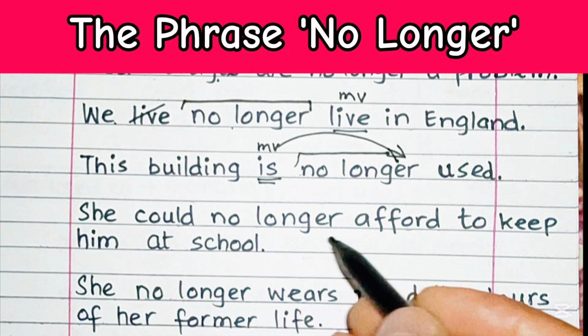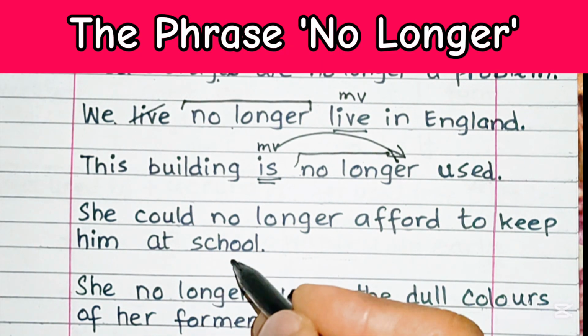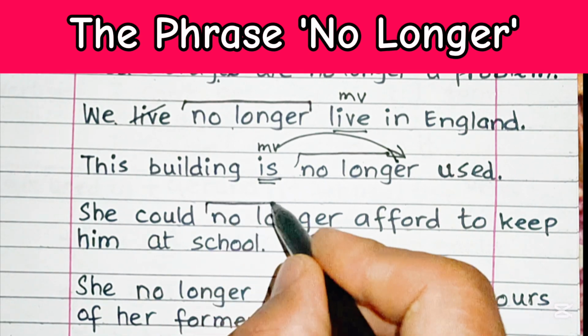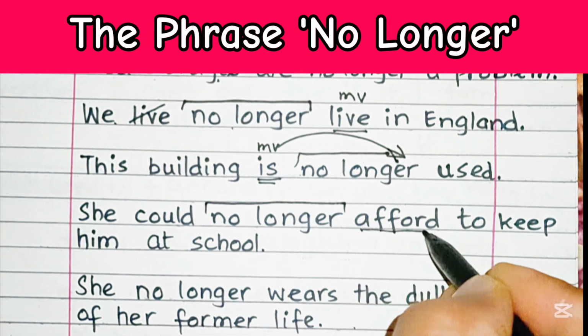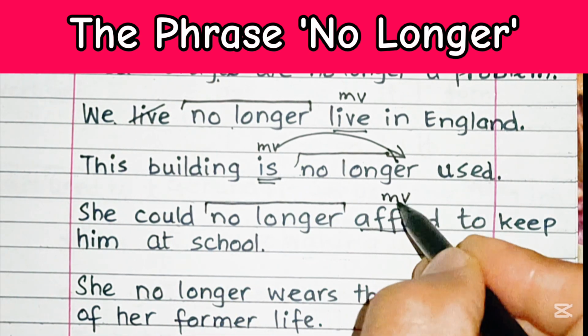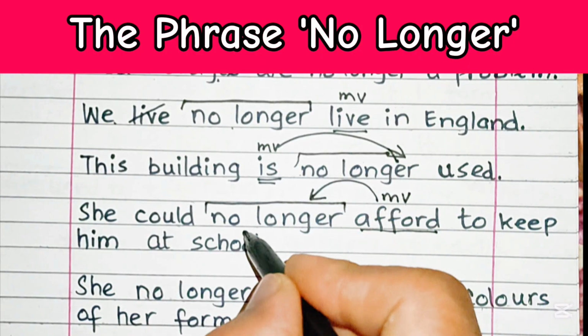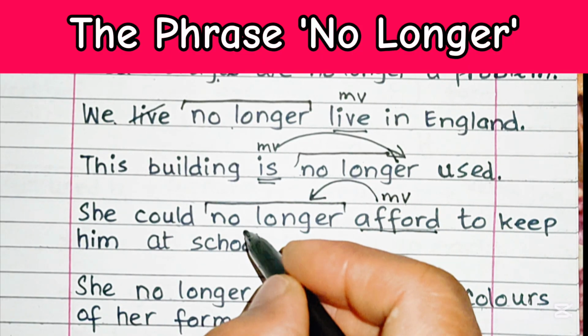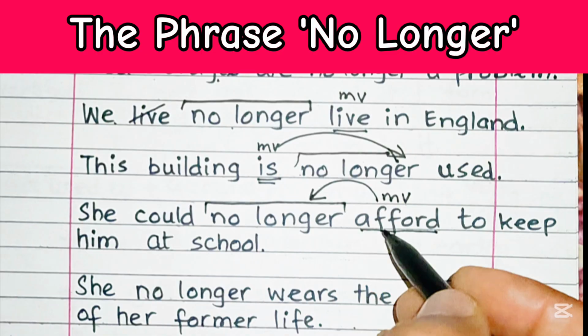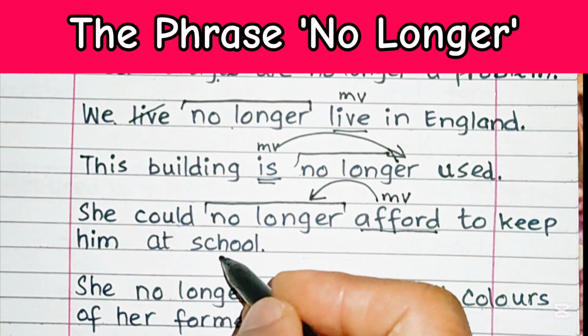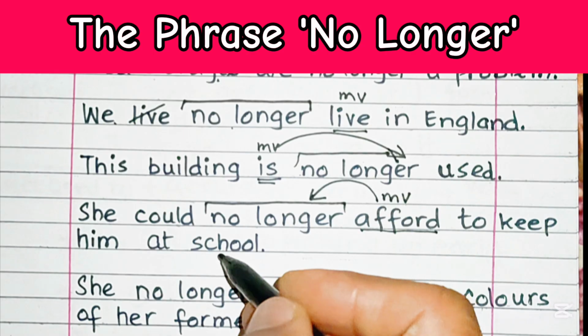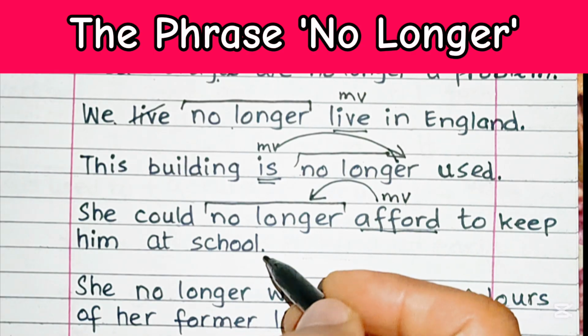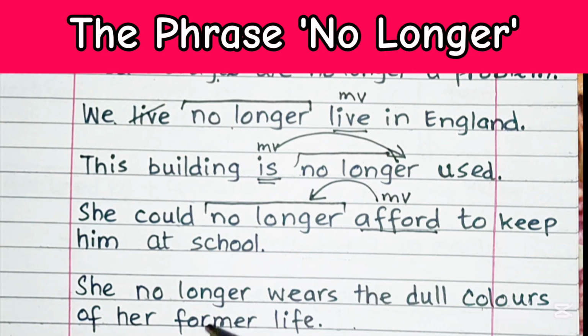She could no longer afford to keep him at school. This is the time bar "no longer," and then "afford" is the main verb over here, and before this we have to put this particular phrase. She could no longer afford to keep him at school. She is unable to manage the expenditures for him to attend the school.